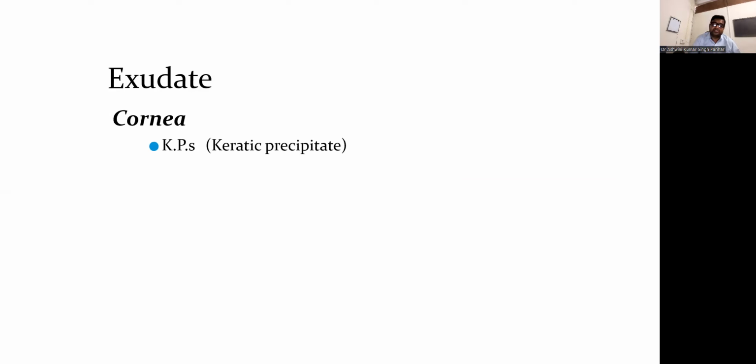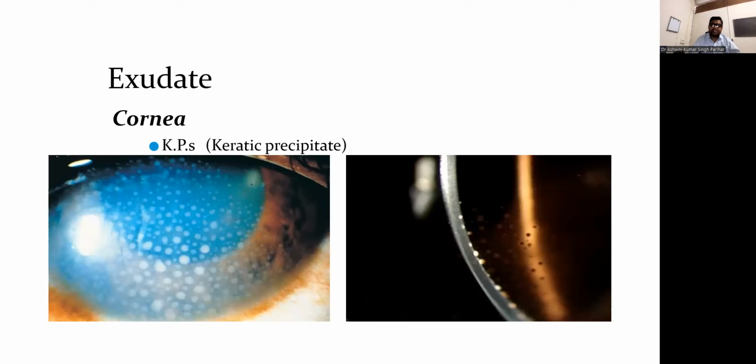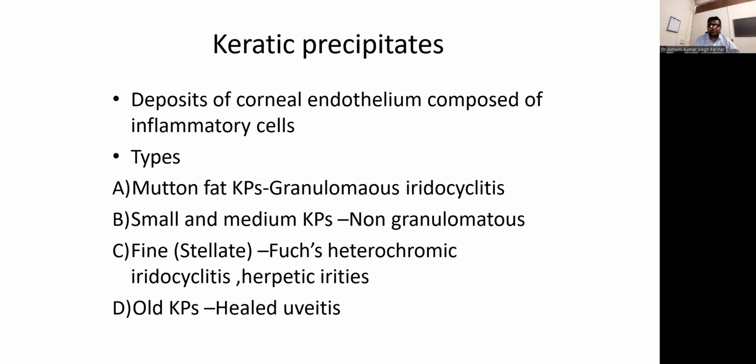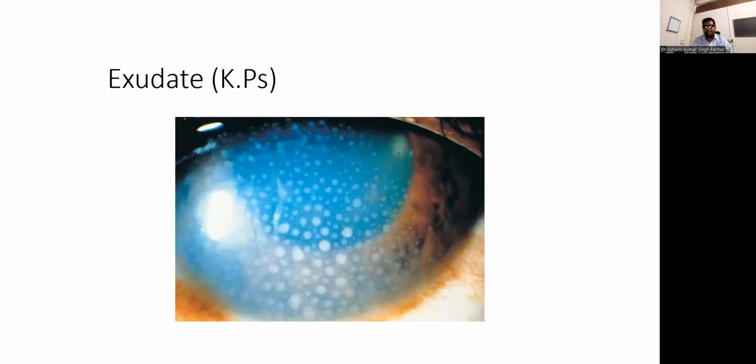These exudates get deposited at the various levels. So this is the first deposition, but sequence-wise, the anterior-most structure where they will get deposited is the cornea, known as keratic precipitates. What are the types of keratic precipitates based on their deposition, we have already discussed. They are mutton fat, small, stellate shaped, old. Sorry, these are keratic precipitates on the slit lamp examination.